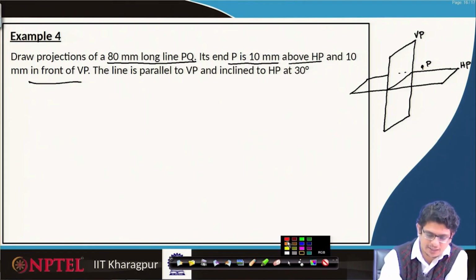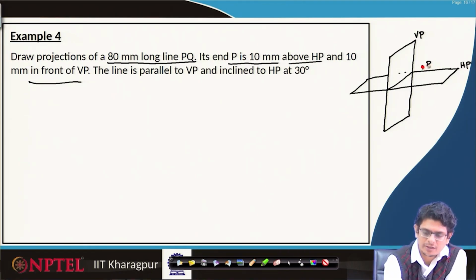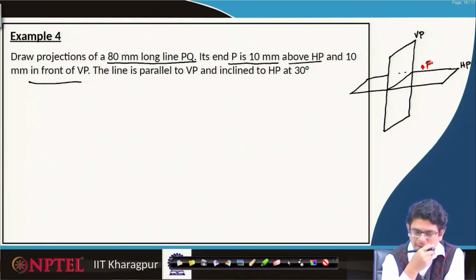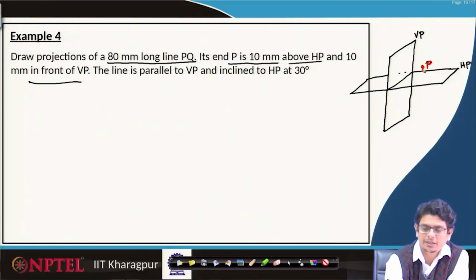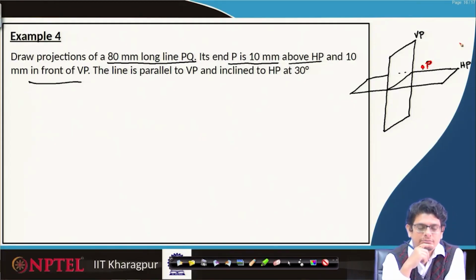Let us use another color. This is P. We do not know where exactly this Q point is from this information, but it is an 80 mm long line. It can be in that direction, it can be in that direction, it can be in any direction.